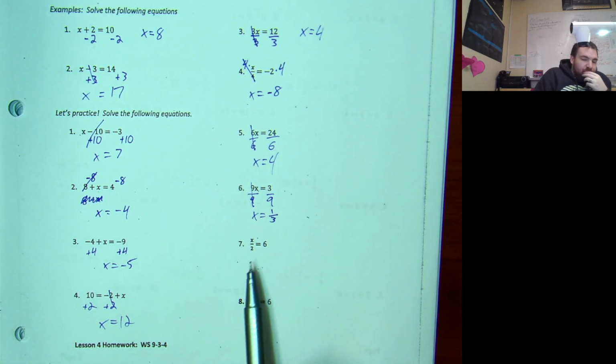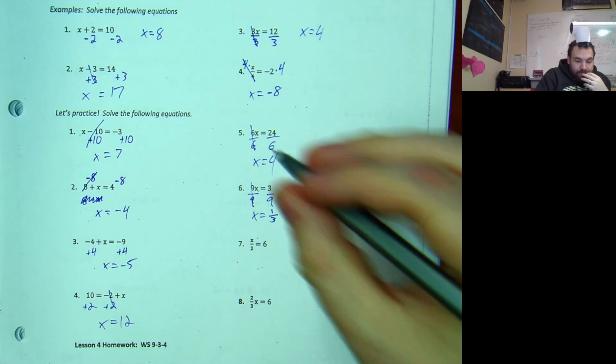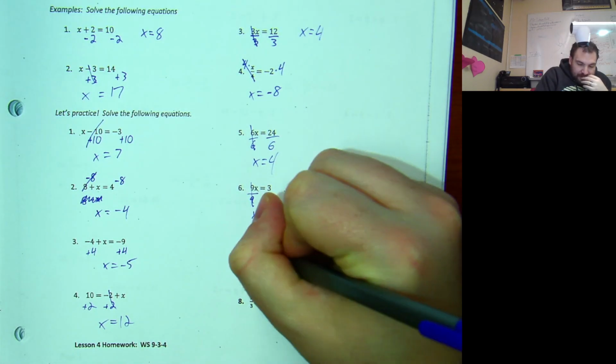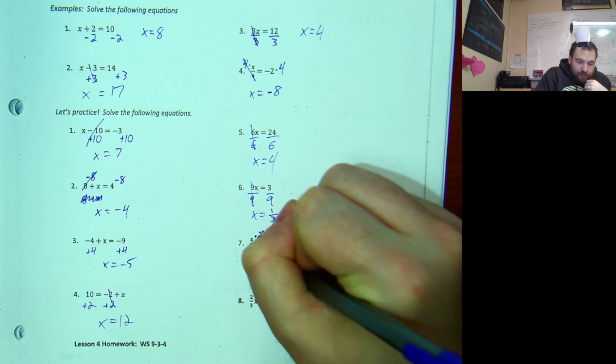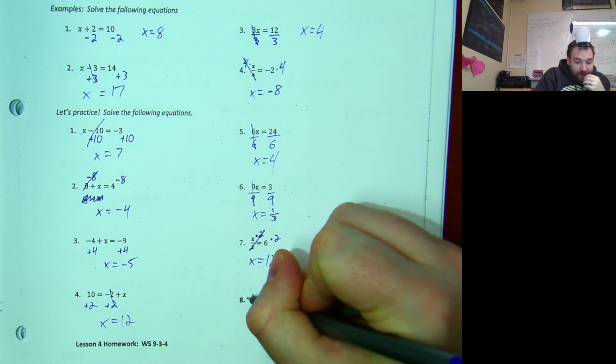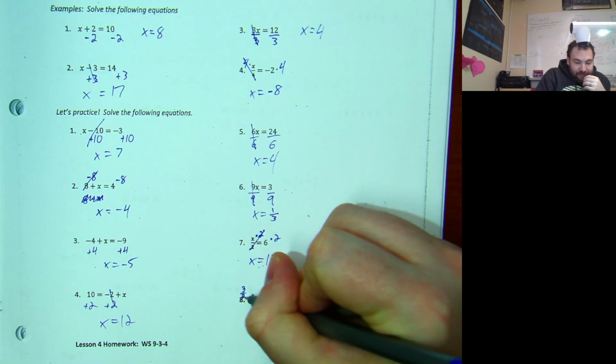Okay. Number 7, Danny. Multiply the x by 2, and then multiply the 6 by 2, and then x equals 12. Cool. And then the last one, number 8. Yeah, Aminette. It would be 2 over 3 times 3 over 2. Ooh. Love it. And then same on the other side.